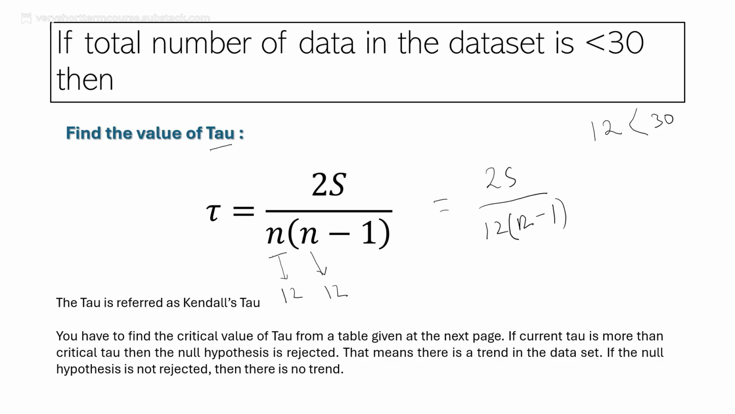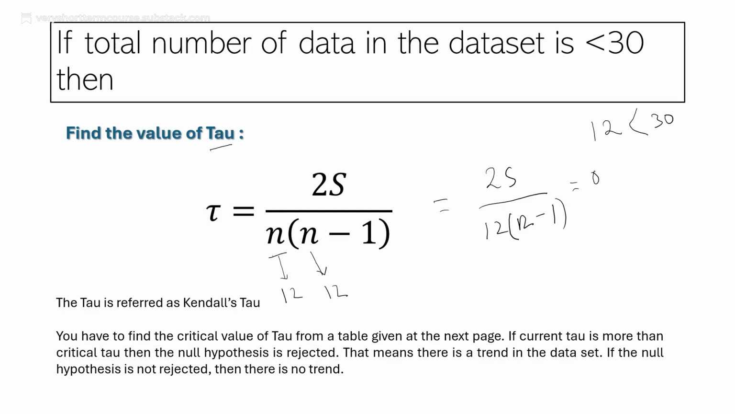Now the S value you will calculate by deducting the number of minuses from the number of pluses, and then you will put it. If S is negative, put it as negative. If S is positive, put it as positive. If S is 0, then you can easily understand that this will become 0. Correct? Now you have calculated Kendall's tau. Now you have to find the critical value of tau from the table. There is a pre-made table where, for each level of significance, the critical value of tau is given. I will show the table later on.